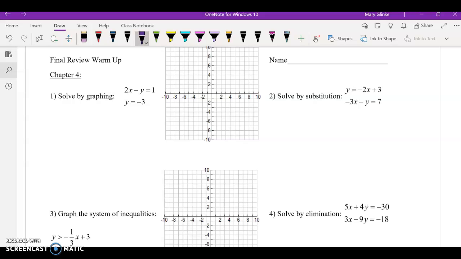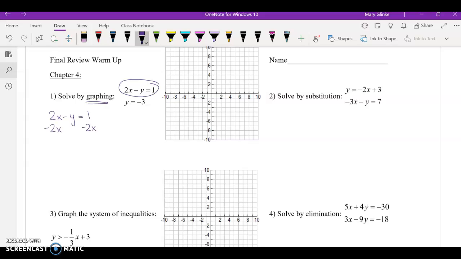To solve a system of equations means to find the point or points that work in both equations. For these ones, we are going to get answers that look like x comma y, because if you plug those in, it makes both equations true. To solve by graphing, we're going to graph each of these different lines and see where they intersect.